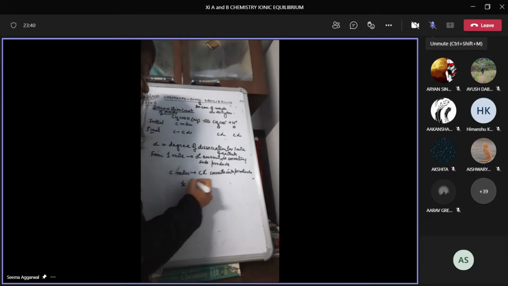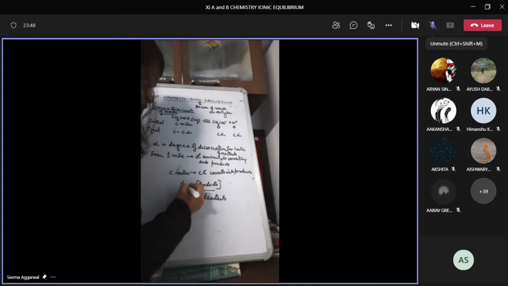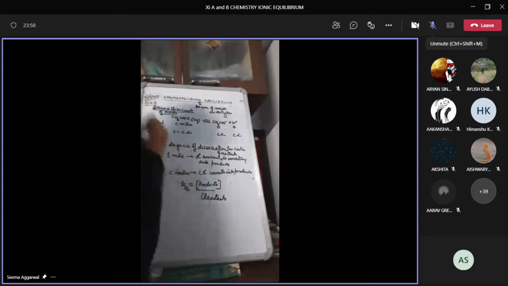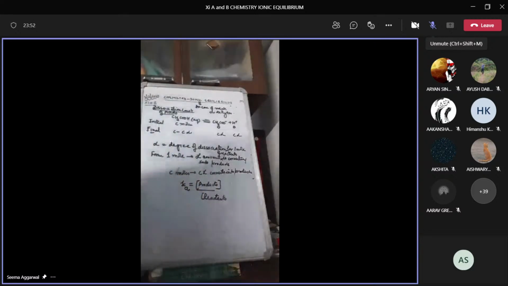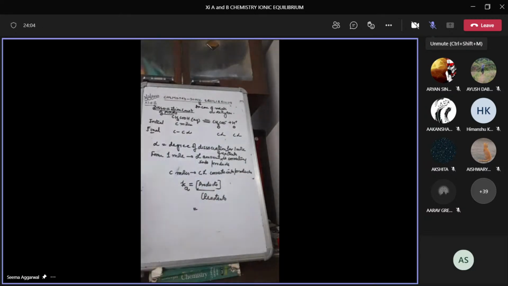If I am finding out the equilibrium constant, it is equal to the concentration of products upon the concentration of reactants at equilibrium. Now, I am writing this as Ka. Ka means we are finding the equilibrium or the ionization constant or the dissociation constant for acids. Okay, A means we are doing it for acids. Now, what is the concentration of products?